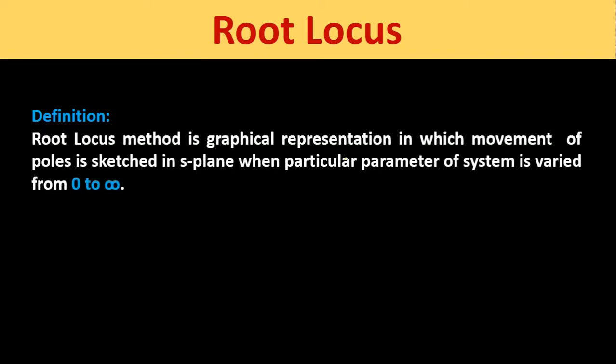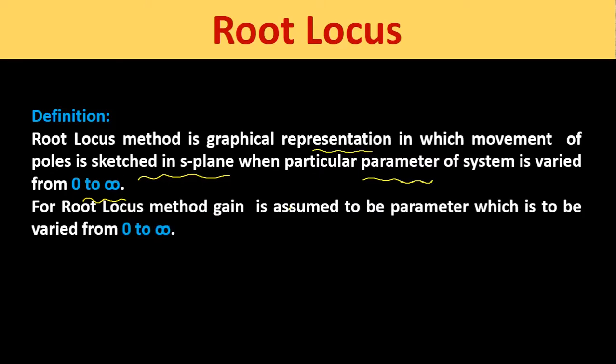Next is definition of root locus. Root locus method is a graphical representation in which movement of closed loop poles is sketched in S-plane when a particular parameter of the system is varied from 0 to infinity. For root locus method, the gain is assumed to be the parameter which is to be varied from 0 to infinity.